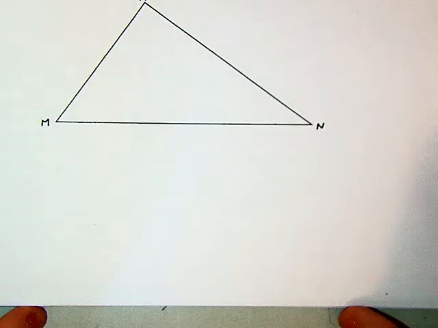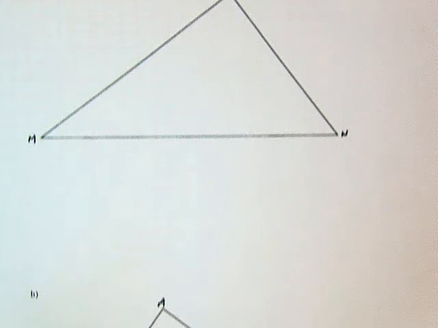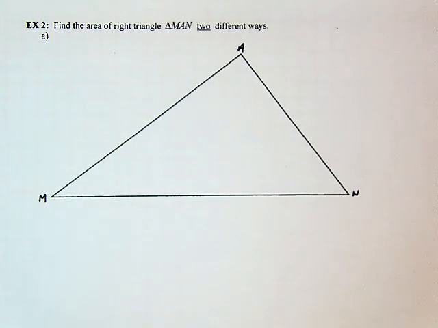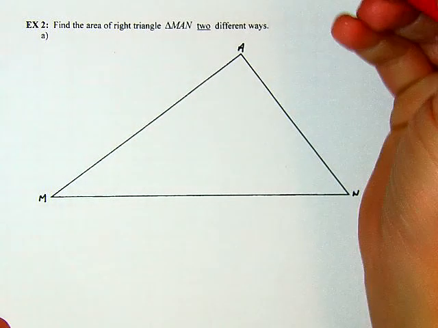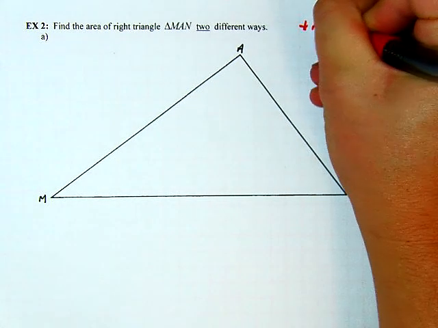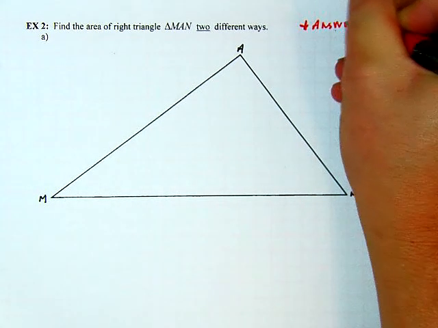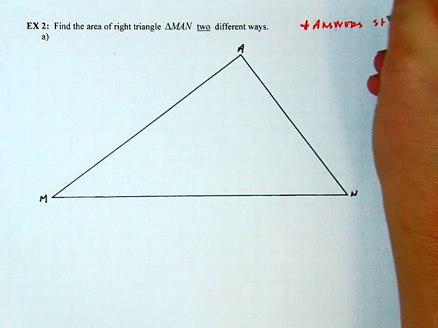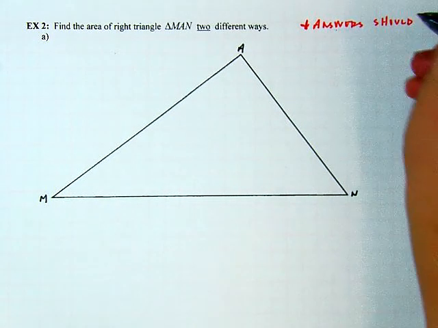Okay, lastly, I'm going to have you find the area of right triangle MAN 2 different ways. All right, so first thing that I want to note, I want to tell you right at the start, is that our answers should be pretty close. They don't have to be exact. They should be within a few tenths, and it would just be a small degree of measurement error. So I'm going to add that right here. So our answers should be within a few tenths.